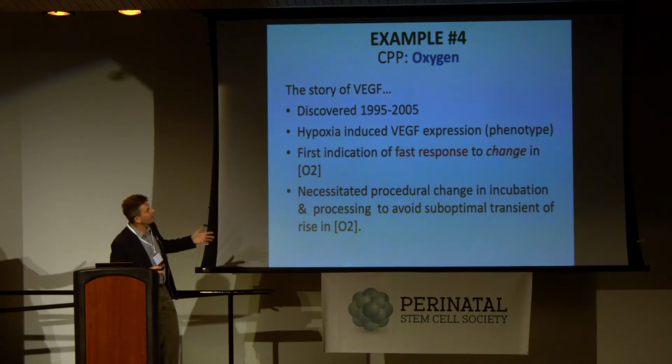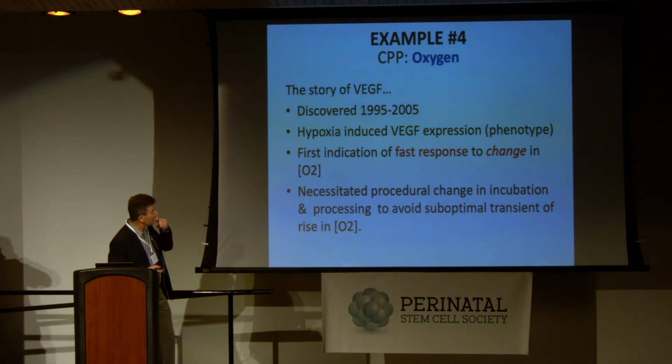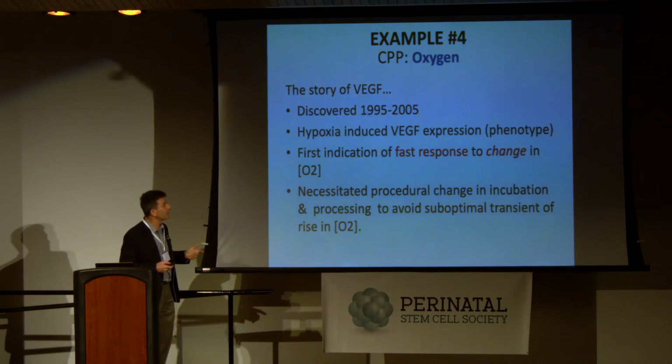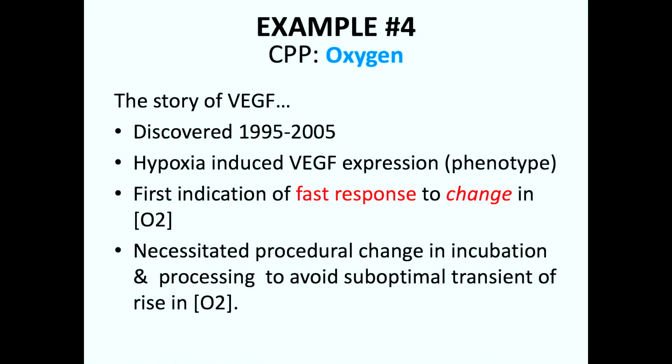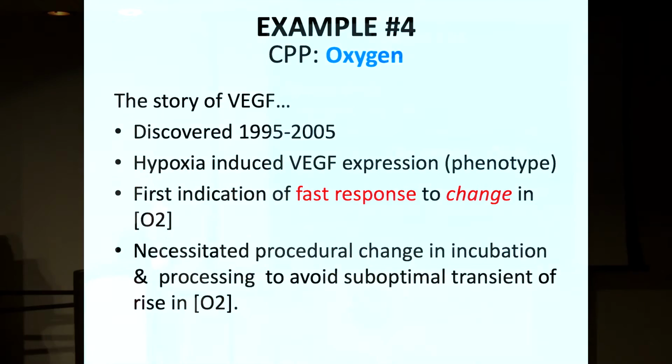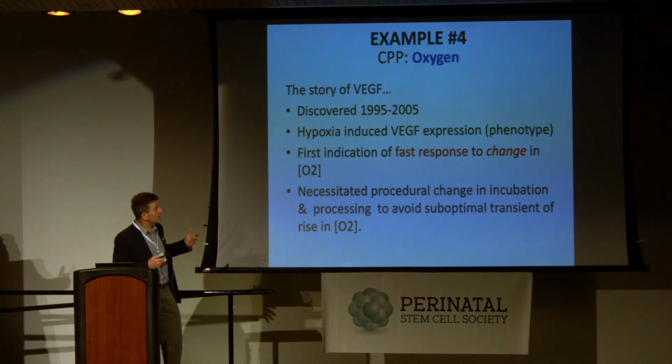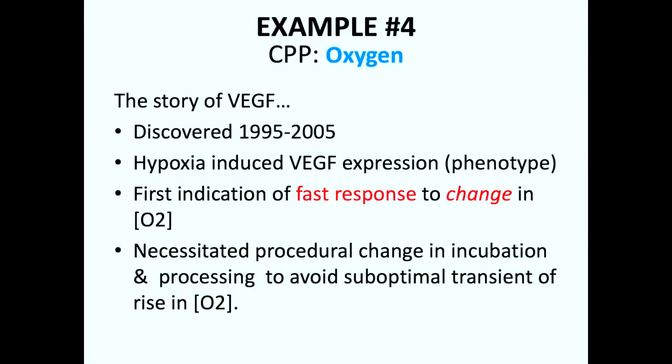My fourth example is, again, oxygen. And this has got a little story to it. This has to do with the discovery of vascular endothelial growth factor. This was discovered in the 90s. It was a factor circulating in the blood that was determined to be the factor that stimulated blood vessels to grow in the middle of solid tumors. And when this was discovered, everybody wanted to study it. And this VEGF expression was found to be induced by hypoxia. So everybody wanted to do hypoxia.